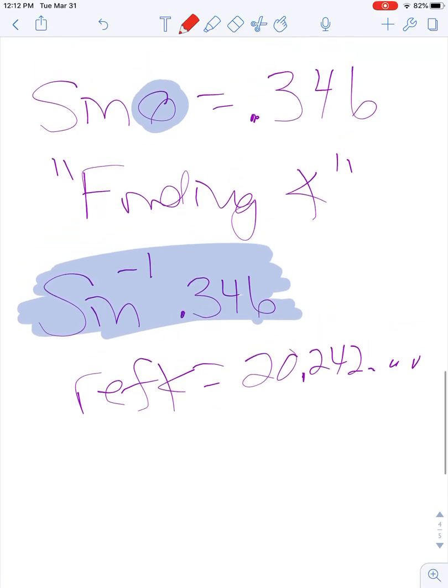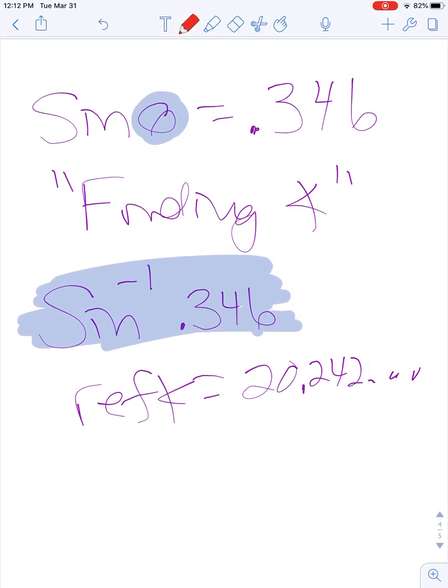Now, all I'm doing in the calculator is I'm finding the reference angle. So I type in inverse sine of 0.346. Go ahead and type that in your calculator. Inverse sine, we're finding an angle. And the calculator gives you 20.242 and so on. Okay, but that may be an answer and it may not be an answer.